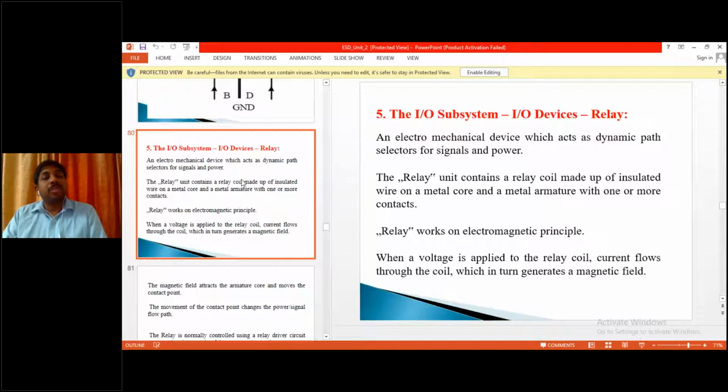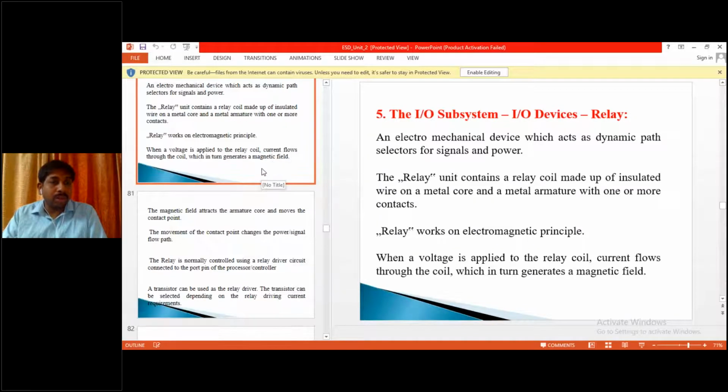It works on the principle of electromagnetic principle. So this input-output device, the relay, is working on the principle called electromagnetic principle. When a voltage is applied to the relay coil, current flowing through this coil will generate a magnetic field. This magnetic field attracts the armature core and moves the contact.